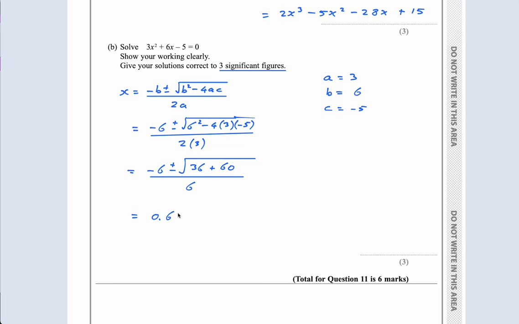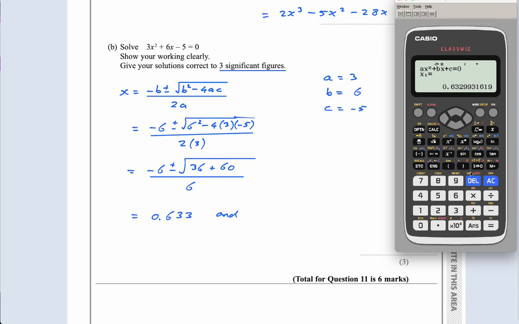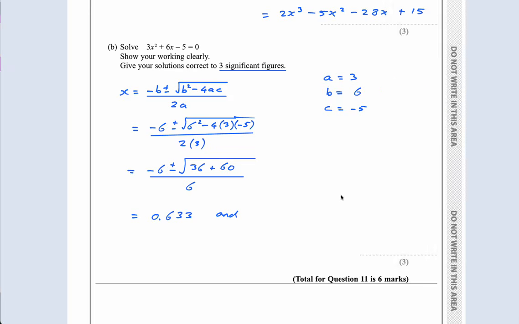0.633, and 0.633, and minus 2.63, minus 2.63. Now I have rounded it. It said 3 significant figures, so I've rounded it to 3 significant figures, and these are the correct answers.